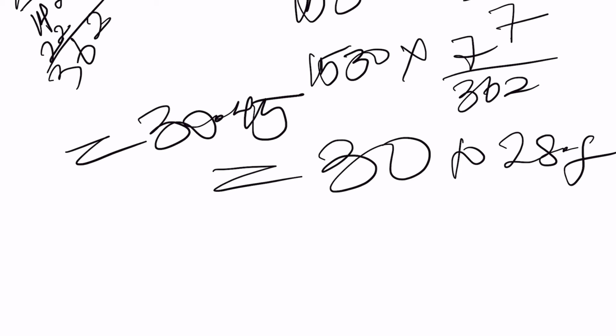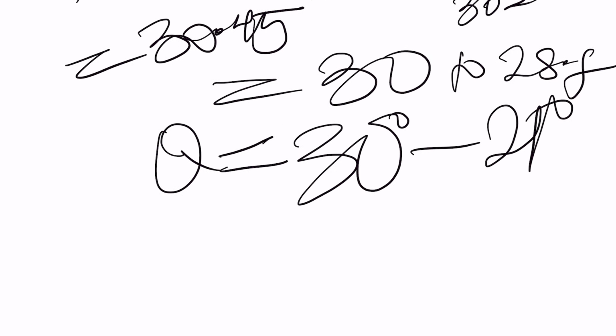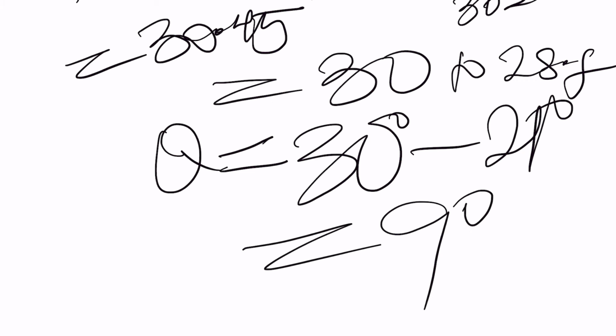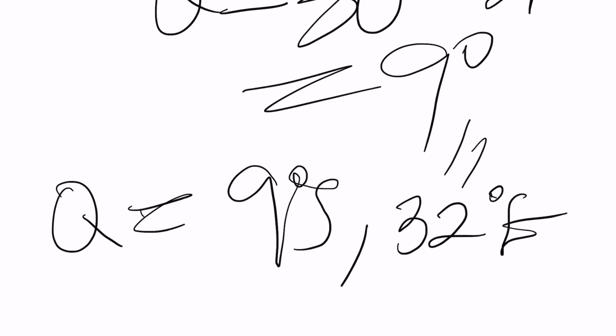Now, the latitude of Q, since we have to find the position of Q. We have 30 degrees minus 21 degrees, which is 9 degrees. So we have Q to be 9 degrees south and 32 degrees east.